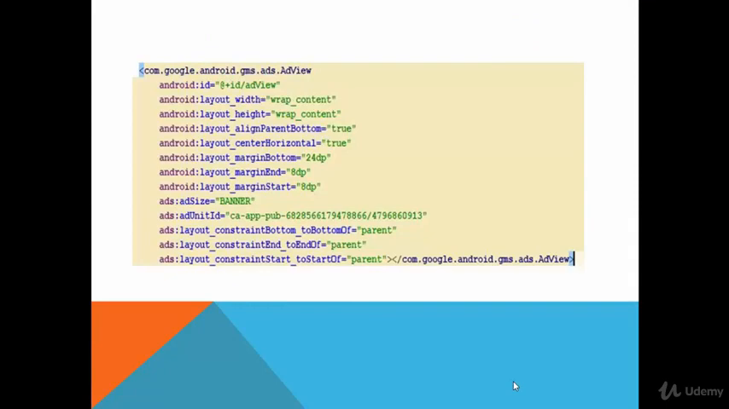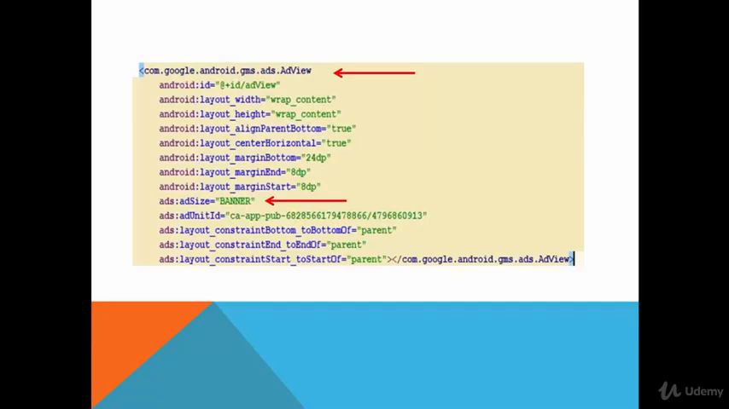You have two things: one for the XML, and one for the Java. In the XML, you could use com.google.android.gms.ads.AdView. This is an XML view which is added by the Firebase library, and it is used to show you the banner. You should add an ID for this one, then you should select the advertisement size.